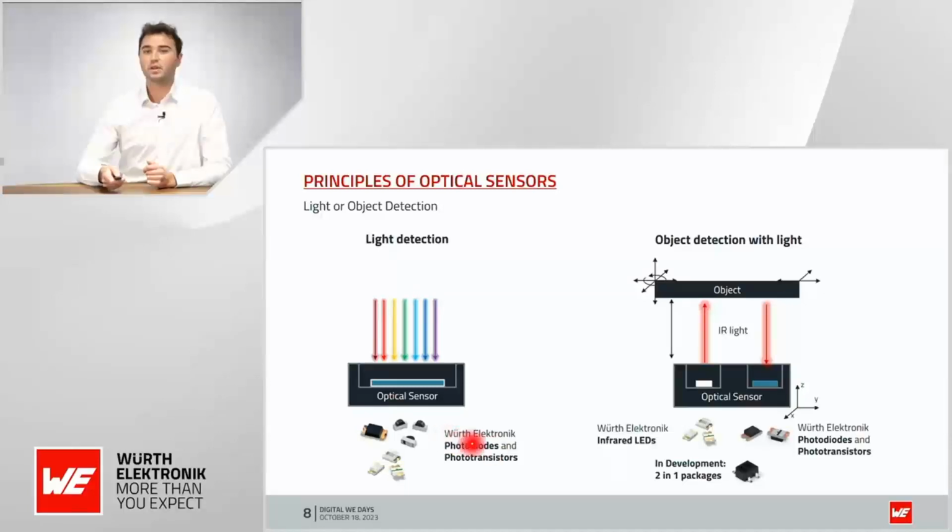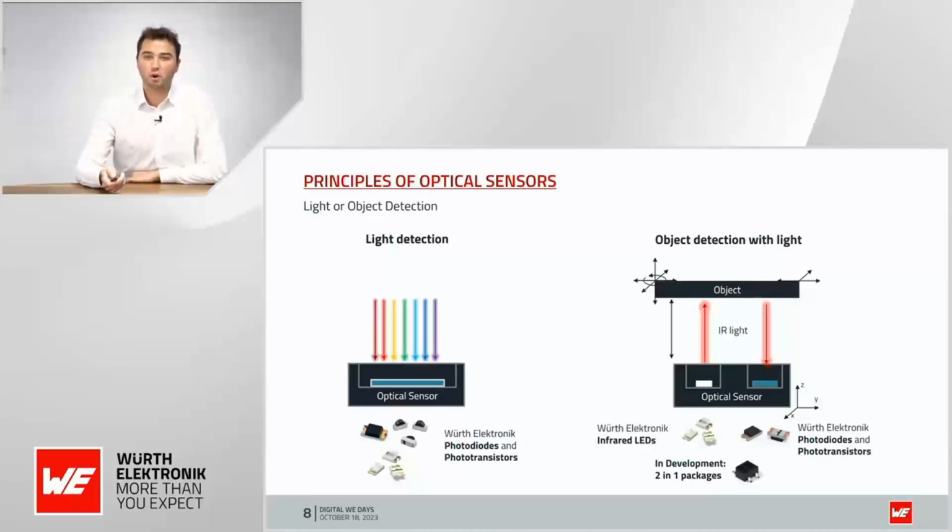But then you can also do it a little bit more complex. You can also put an emitter there. And when you put an emitter there that is emitting infrared light, and then you have an object reflecting the light, then you can actually sense objects with this. This is the basic principle of object detection with light. You just emit light, look what's coming back.